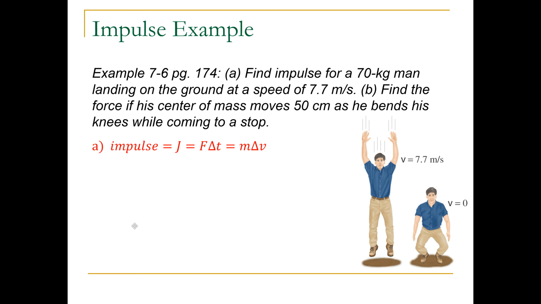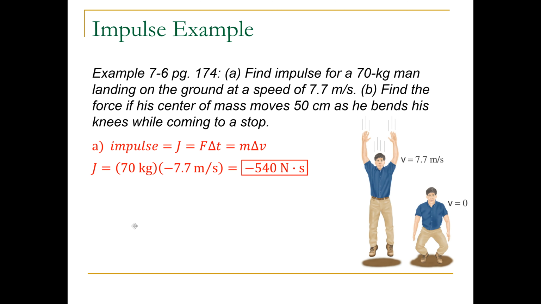So for part A, we're finding impulse. So impulse is capital J, or force times time. It's also equal to the change in momentum, or mass times change in velocity. For this problem, we know mass and we know change in velocity, so we're going to calculate it that way. And we get negative 540 newtons times seconds. Negative because it's a decrease in momentum when he's coming to a stop. A positive impulse would tell you that momentum is increasing.